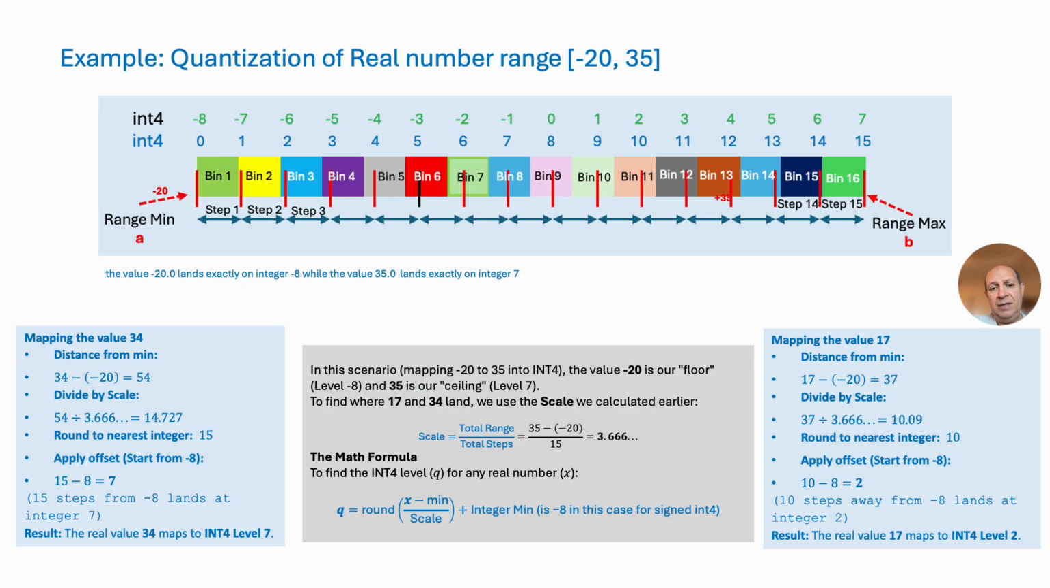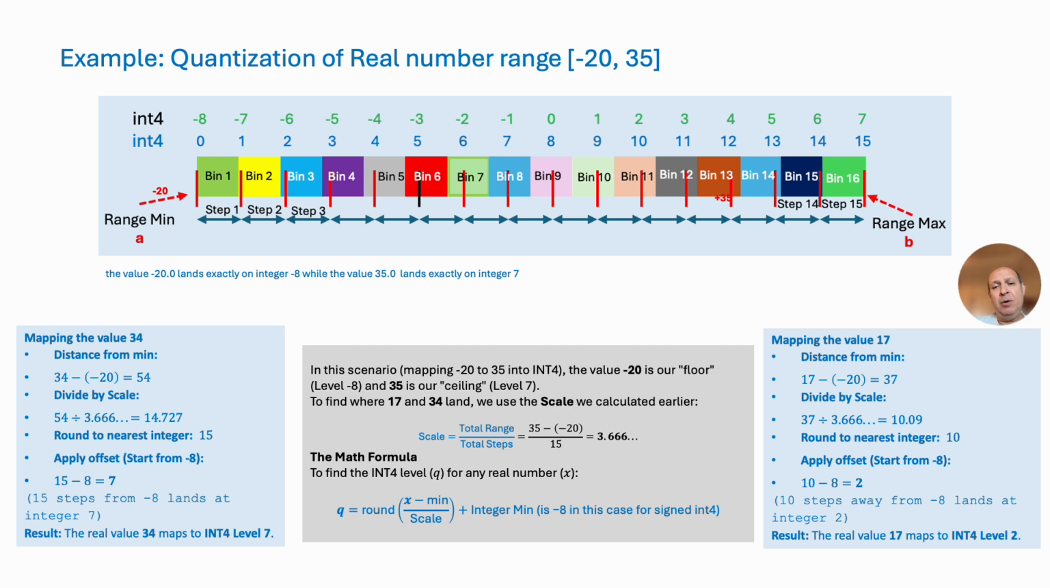Now let's do a detailed example. Let us quantize a real number range between -20 and 35. Now, although this range is quite large and does not give us good precision, for the sake of illustrating how quantization is calculated on the real number range, we are using these extreme values.